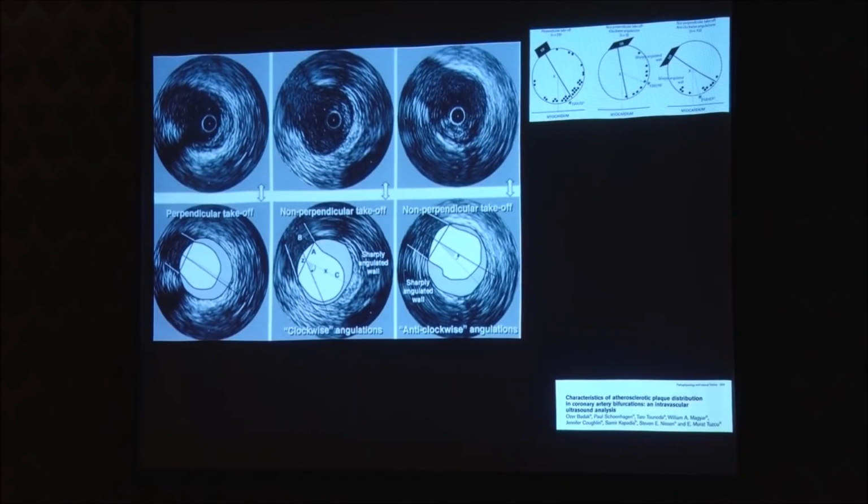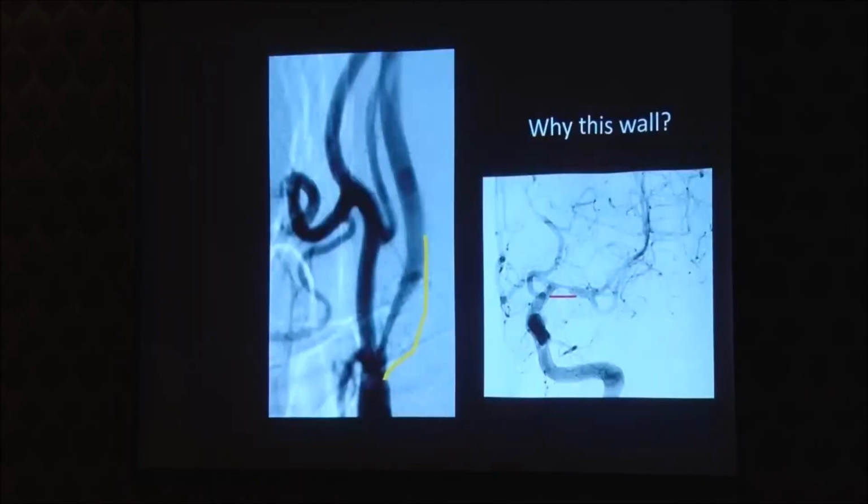More information from intravascular ultrasound in the coronary literature. If you see here, if this is a side branch that is taking off, the plaque tends to form on the wall opposite to that takeoff. If there's an angle takeoff, what you notice is the plaque forms ipsilateral to the angle takeoff, and if there is an anti-clockwise angle takeoff, there is a plaque forming in the wall ipsilateral to the angle takeoff.